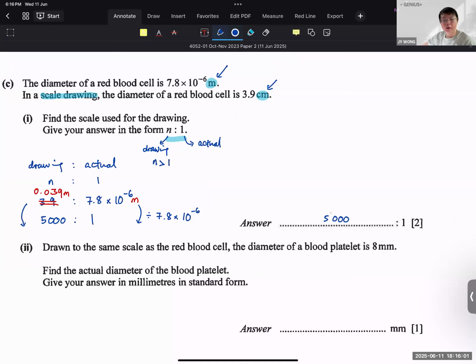So they don't commonly test it in reverse like that, right? But the logic remains the same. It's just that this time you must understand by logic, your drawing has to be larger than the actual red blood cell for obvious reasons.